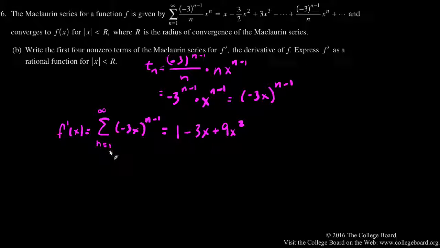And then put in 4. 4 minus 1 is 3. -3x to the third is going to be -27x to the third. And it keeps going, but those are the first four non-zero terms. And you can see, of course, if I do the derivative of this, I get 1. Derivative of this, I get -3x. Derivative of this, I get 9x squared. And I get the next term there.